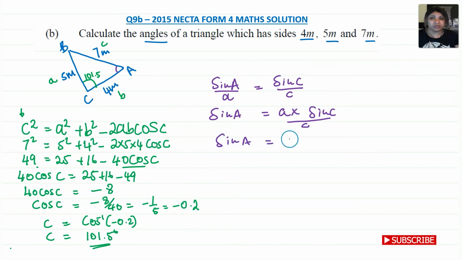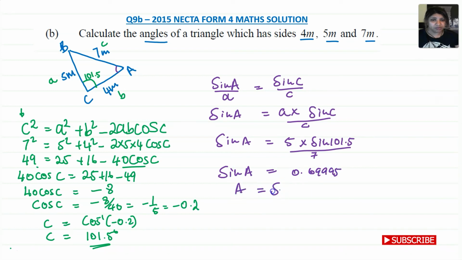We need to put the values in. So sine A is equal to A is 5 times sine 101.5 divided by C is 7. If you work this out, you will get sine A equals 0.69995. Therefore, A is going to be equal to sine inverse of 0.69995. Therefore, A is equal to 44.4 degrees. Okay, so that is angle A done.